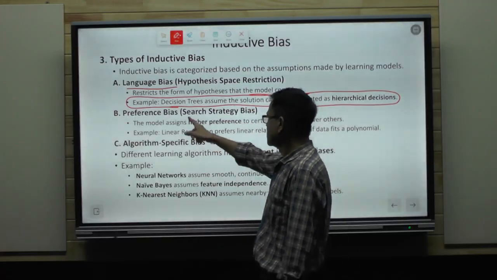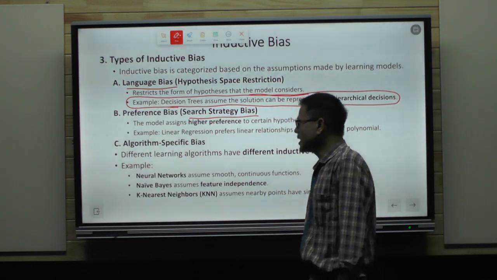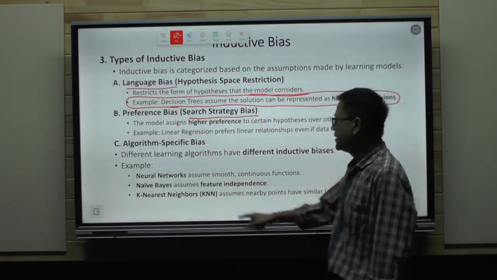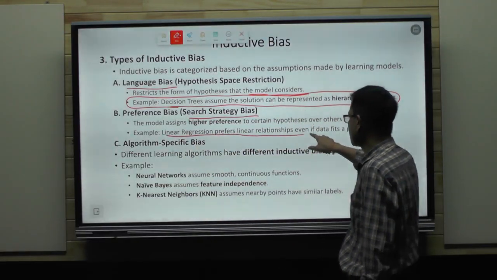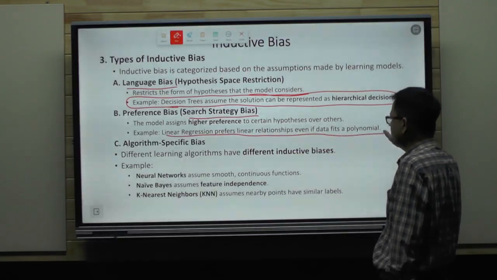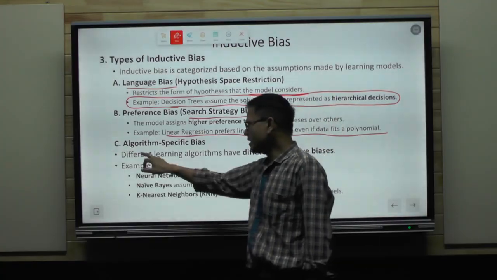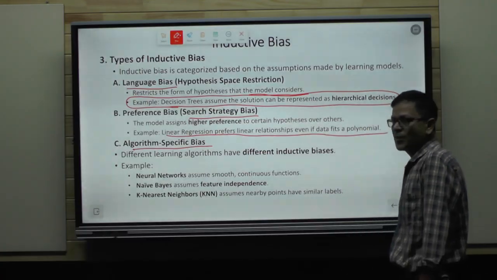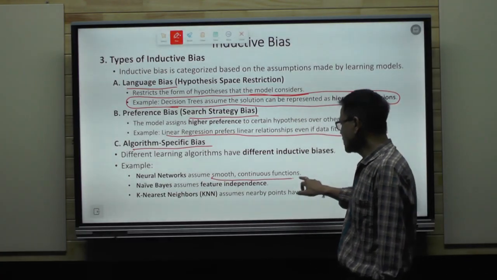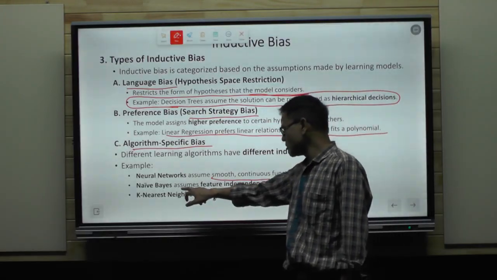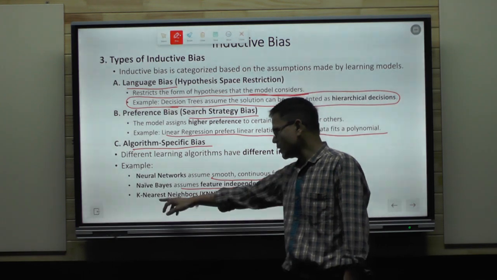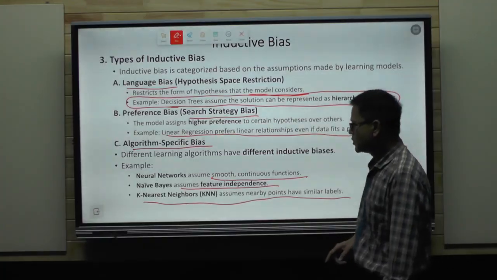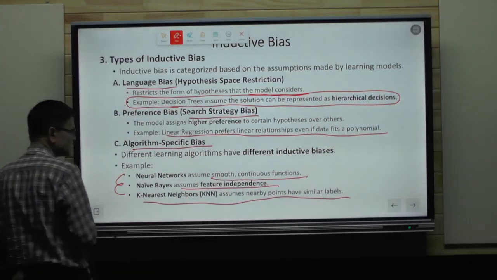Then the preference bias, or search strategy bias. The model assigns a higher preference to certain hypotheses over others. For example, linear regression prefers the linear relationship even if the data fits a polynomial. Or we can have algorithm-specific bias. Different learning algorithms have different inductive bias. For example, a neural network assumes a smooth continuous function, Naive Bayes assumes feature independence, and k-nearest neighbor assumes nearby points have similar labels. These are assumptions, and that is known as inductive bias.